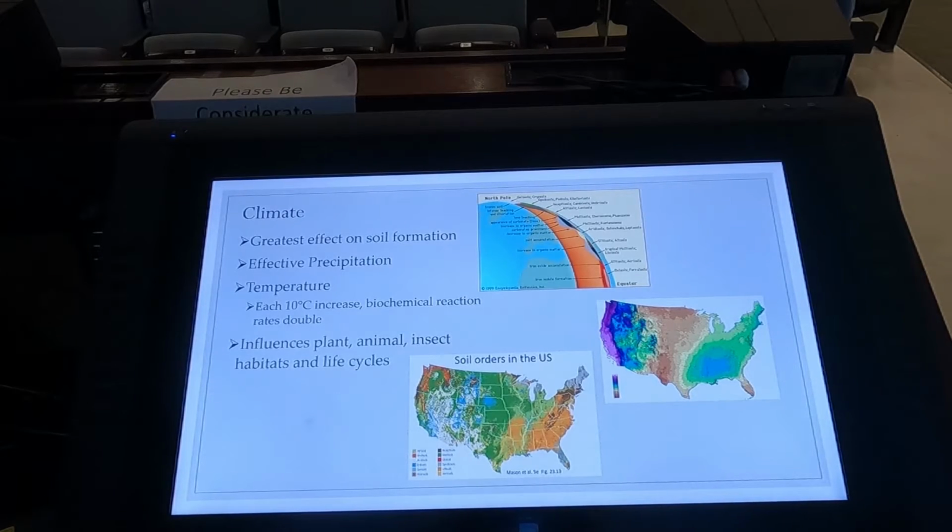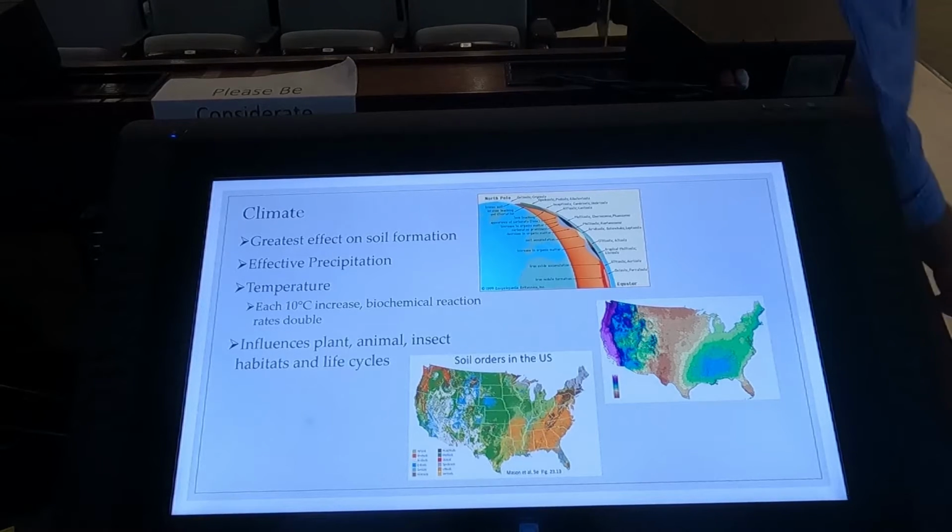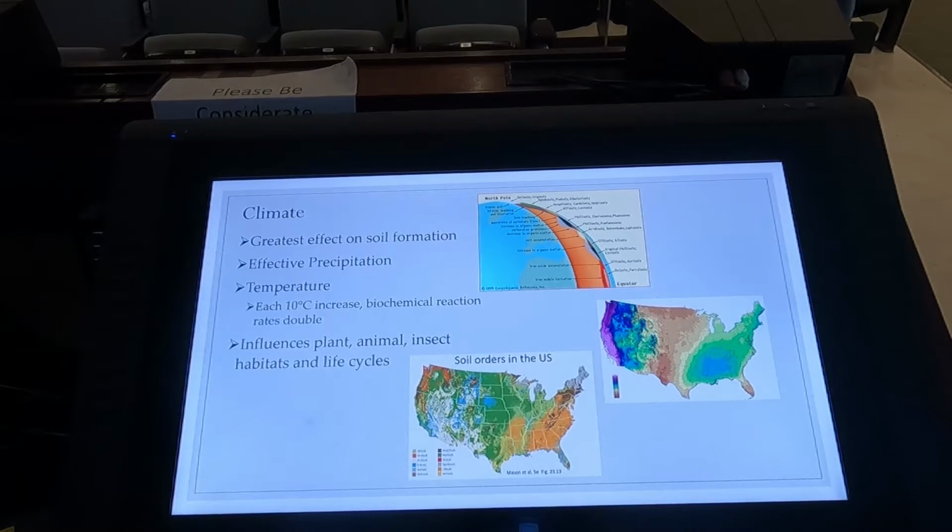Next, moving on to climate, the greatest impact on soil formation. We're going to need to have some sort of rainfall. There's going to need to be precipitation. Water is a great solvent, and so if you do not have water, you do not have any weathering processes. Next, followed by temperature, and then for each 10-degree Celsius increase, a biochemical reaction rate doubles.